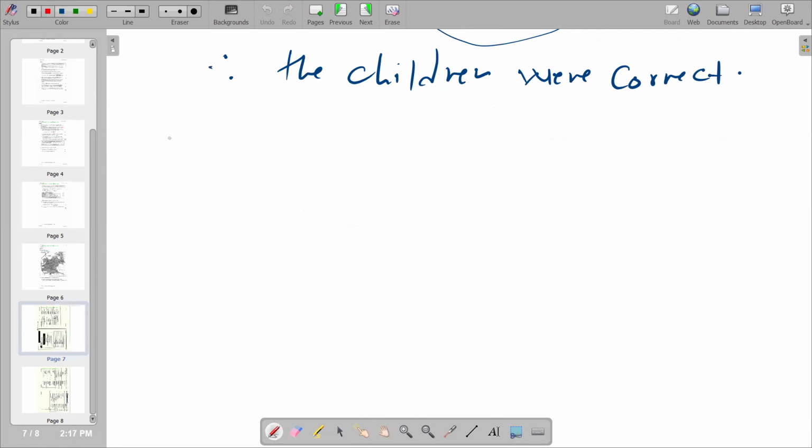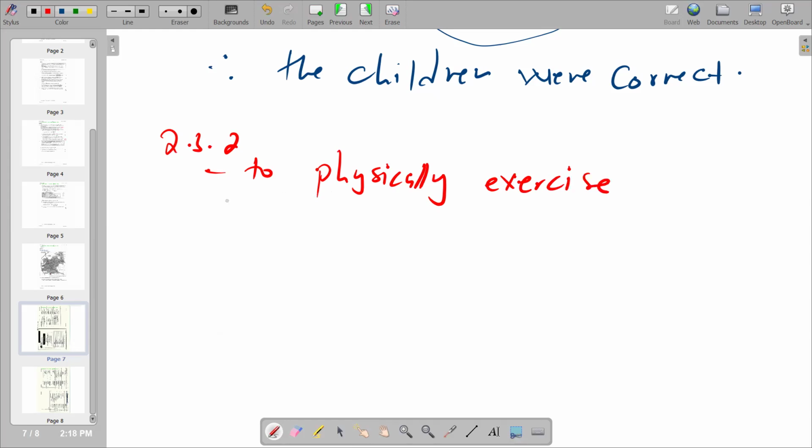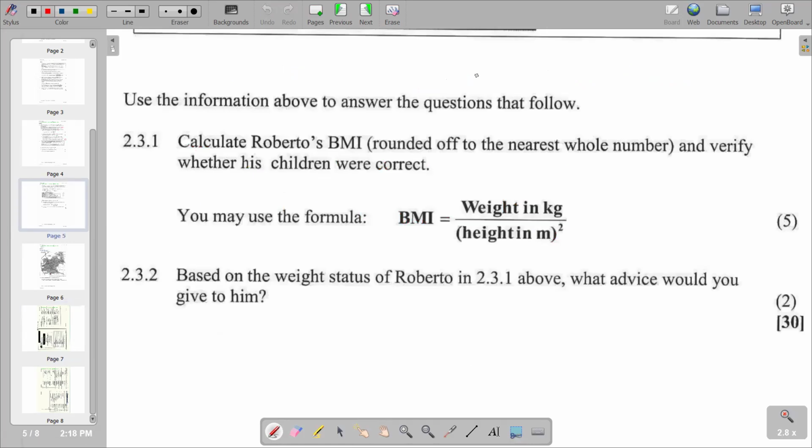So we are saying 2.3.2. We are saying to physically exercise, and also to change diet. It's also correct. So this is what we have in terms of 2.3.2, which is going to be the last question that we have on our question 2. So obviously we need to move on to the last question that we have, which is our question 3.